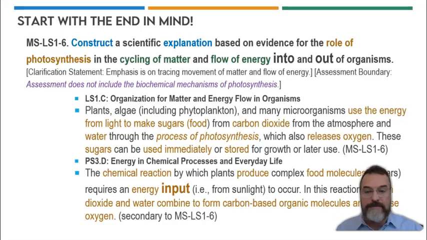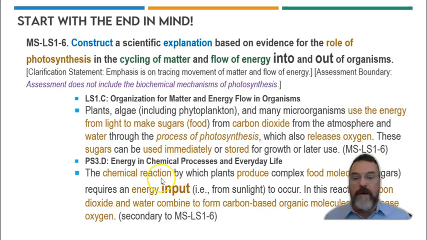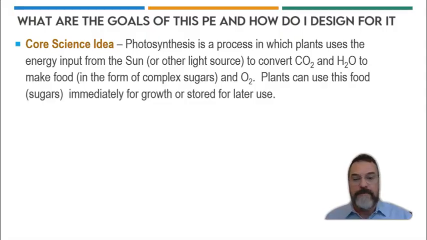This is why I chose photosynthesis for explanation. The reaction produces complex food molecules, sugars, and requires energy input. Again, in this reaction, carbon dioxide and water combine to form carbon-based organic molecules. So we're looking at what the goals of this PE are designed for. Photosynthesis is a process in which plants use the sun or another light source to convert CO2 and water to make a form of complex sugars, and O2 is produced. Plants can use this food for growth or store it for later use. So once again, we understand energy can be used now and later.